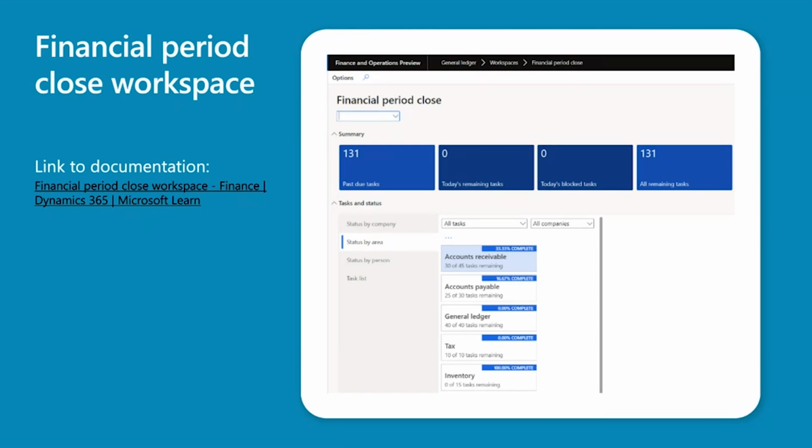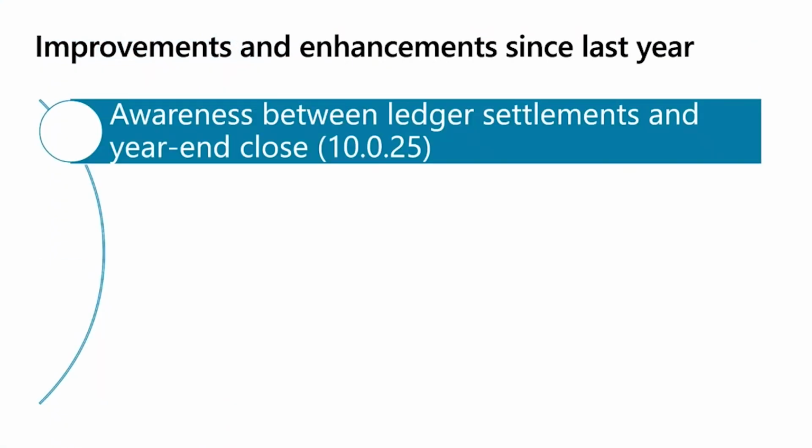The process uses templates that define all the tasks that are part of the closing processes. And I like to think of it as a checklist or a to-do list to help you aid in your activities at year end. So let's get started with the things that have changed since the 2020 calendar year-end close timeframe.